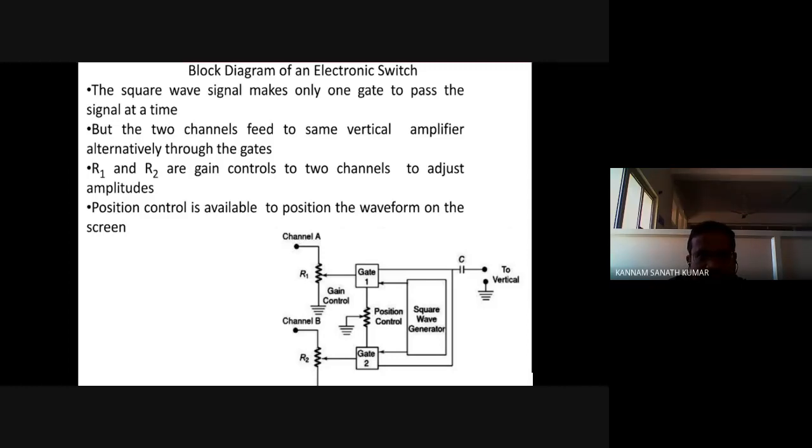As I told you, to control or adjust the amplitude, we are using R1 and R2, and for the position control we are using this. This is the position of the waveform, either top, down, or center. For the position control, we are using this resistance.